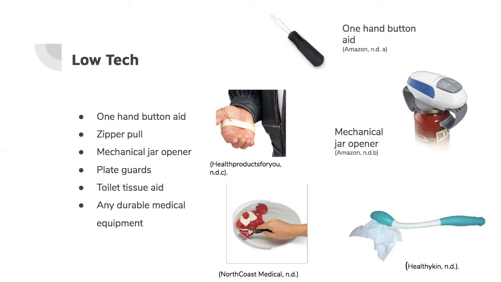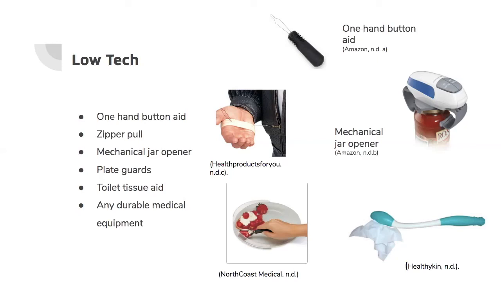And then we also have here the toilet tissue aid, which is helpful for those with poor range of motion or pain at the shoulder. And it can also be helpful for people with poor fine motor coordination. This might be needed to grasp the toilet paper. And then in general, any durable medical equipment can be helpful for people who have had stroke.